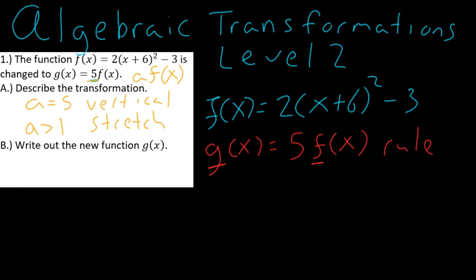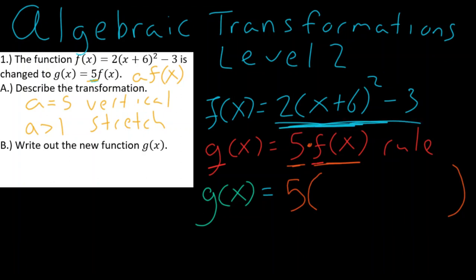And then from here, let's put g of x in a slightly different color. So here's going to be our new function g of x. What our rule is telling us is that we're doing 5 times f of x. So I'm going to put 5 and big parentheses, and then I'll take the original f of x value and write it inside those parentheses: 2(x + 6)² − 3.